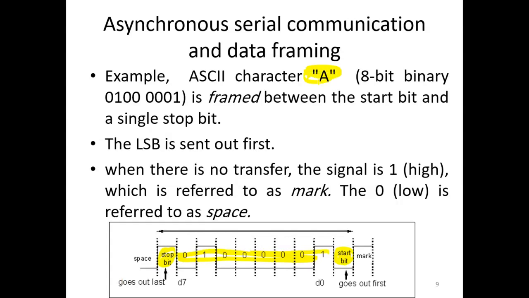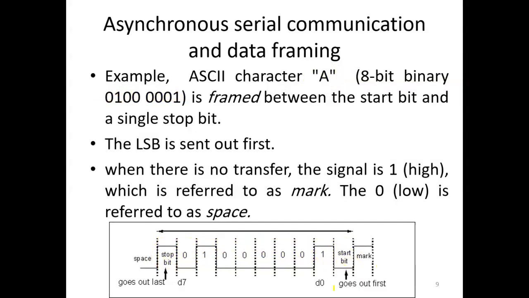Let's suppose that our data is the letter A. To display the letter A on an LCD, for example, we have to send the ASCII code of the letter A, which is this value. In decimal, you can convert it, so it is 4, 1, so it's 41. Now how do we send this letter A? You have to take these 8 bits, then add the start bit and the stop bit, and then we can send the data.